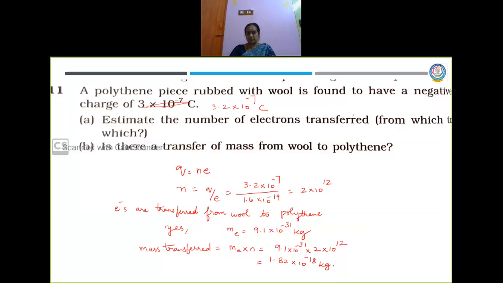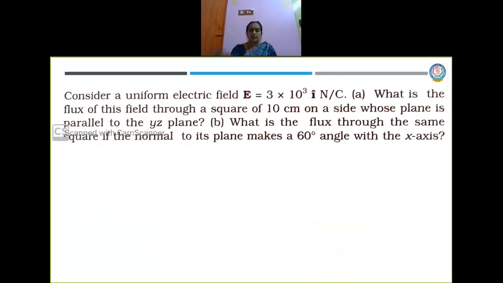So definitely there will be a transfer of mass. From where to where is it transferred? From wool to polythene. So this is about this. Let us move on to the next one.